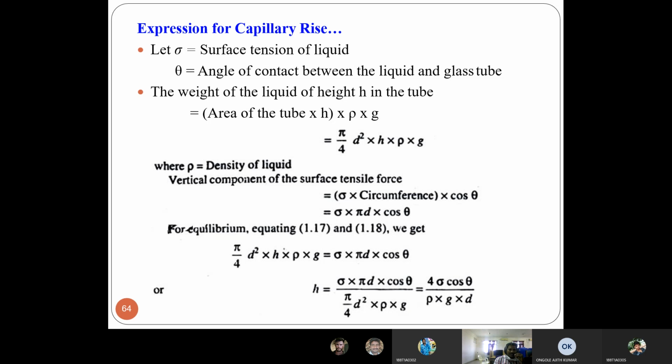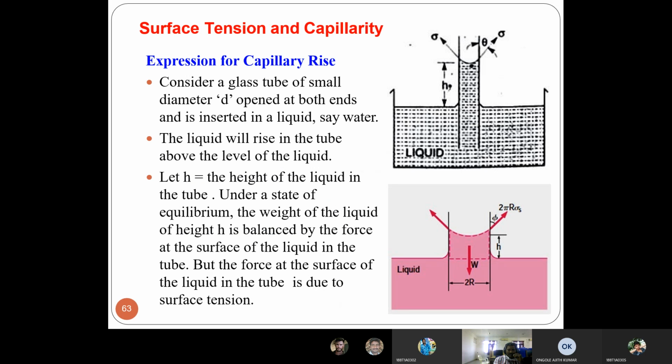Where density is rho, and the vertical component of the surface tension is sigma into circumference into cos theta. In engineering mechanics, we resolve force into a horizontal component as well as a vertical component. Understand? We just go to the back side. See, this is one sigma. Understand? This is sigma.